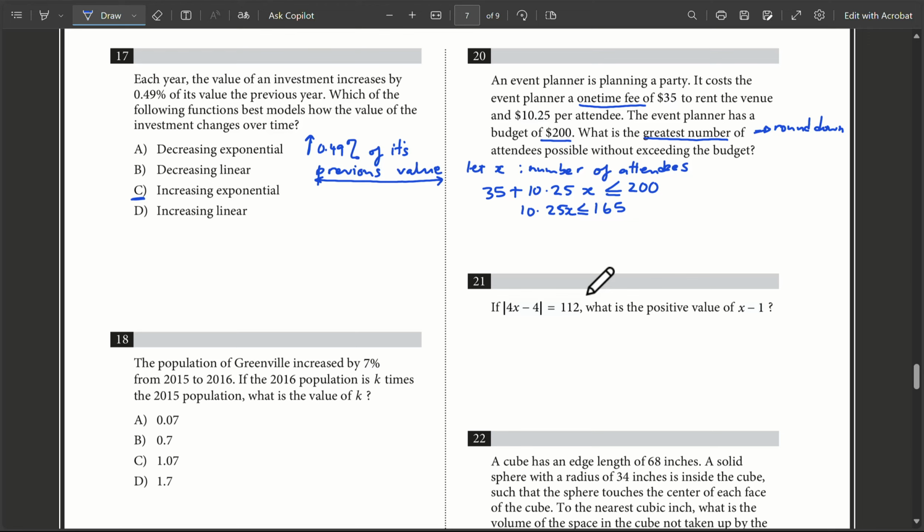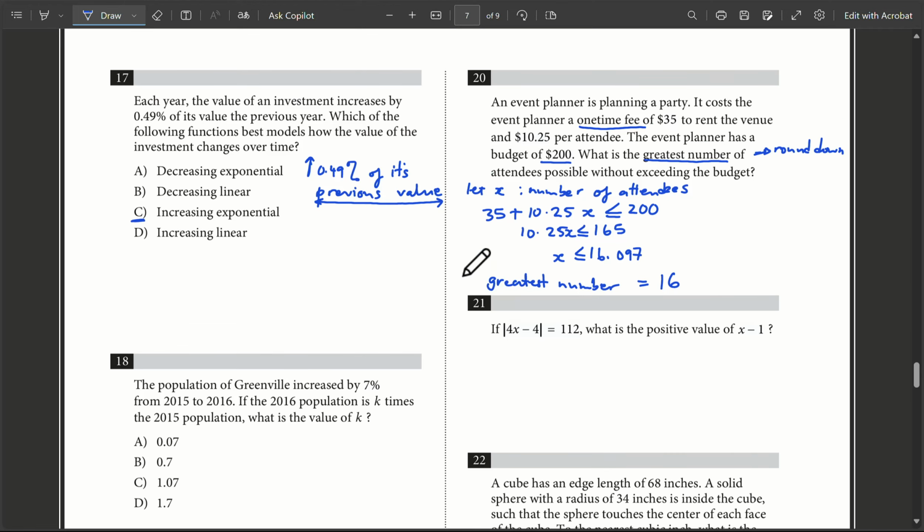There's not enough space, so bear with me. So we divide both sides by 10.25 and we are left with, let me just quickly punch that, 16.097. So what is the greatest number of attendees possible? Remember we said we round down if we have a decimal like this. So the greatest number of attendees would be 16. That is the greatest number of attendees.